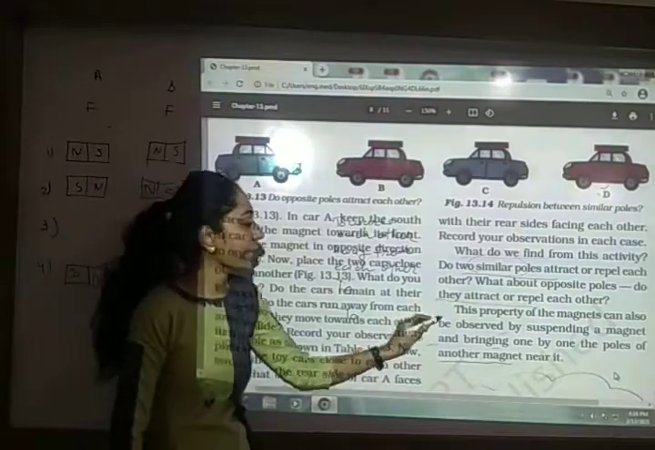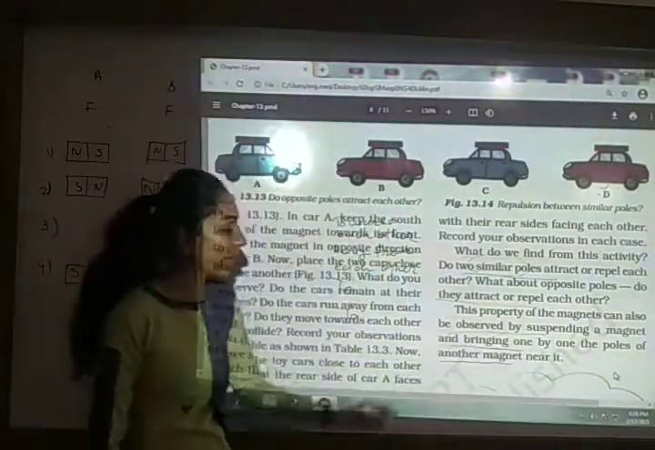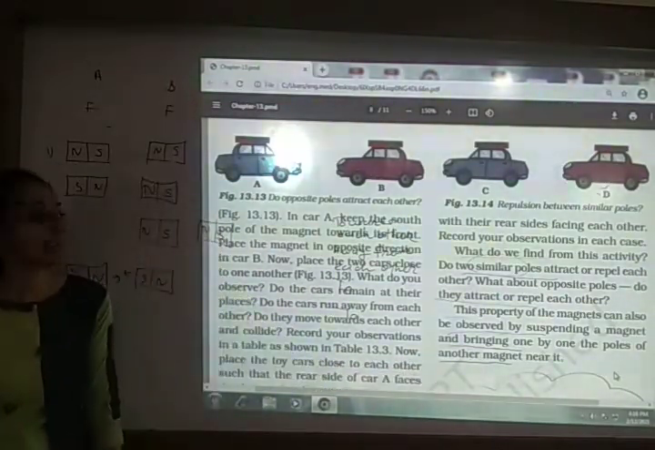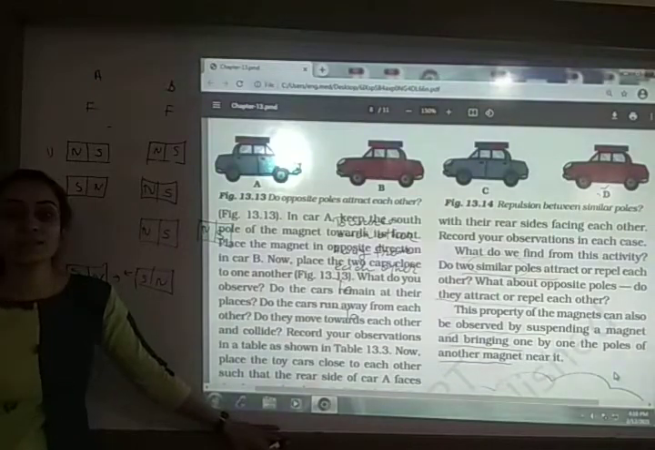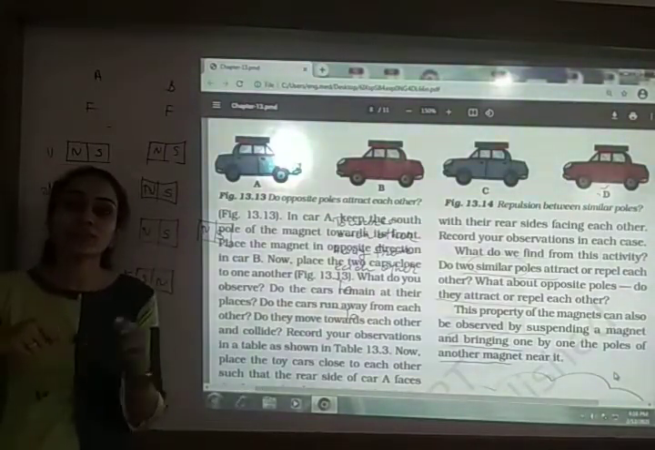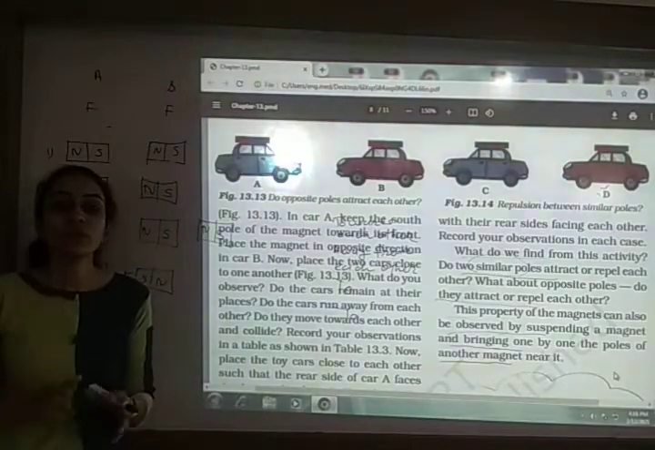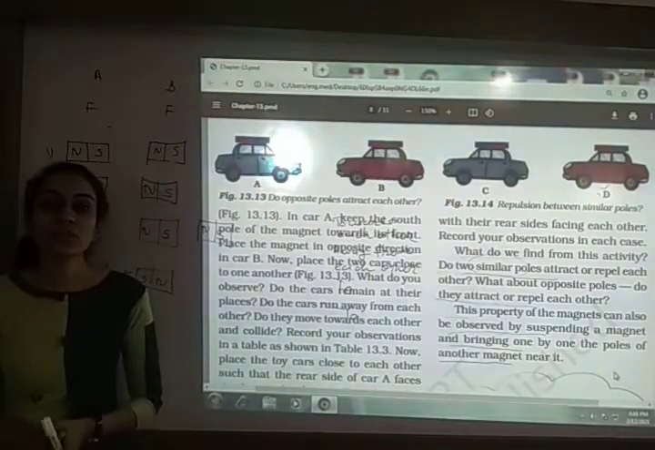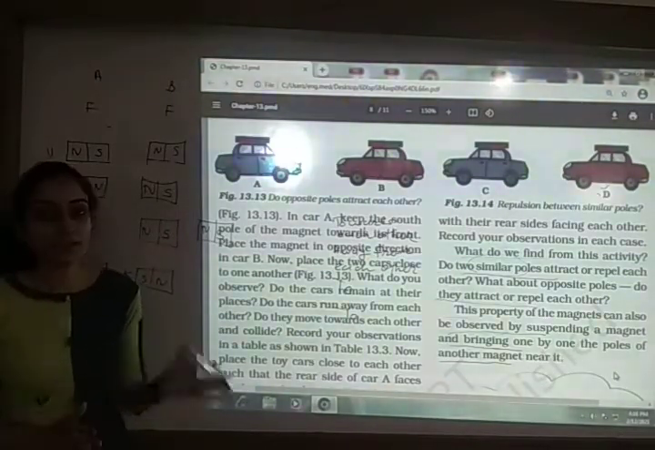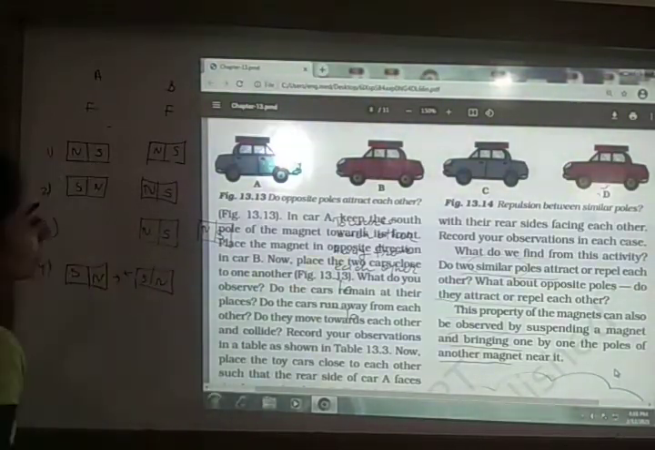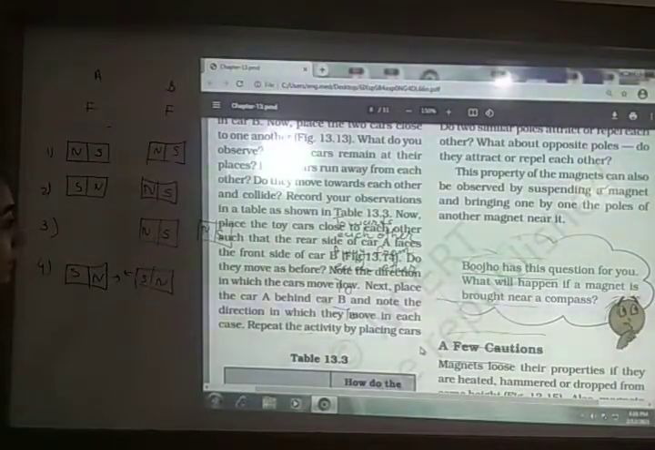This property of magnets can also be observed by suspending a magnet and bringing the poles of another magnet near it one by one. You can perform this activity for the suspended magnet also. For that you have to suspend the magnet with a thread and bring another magnet near the end of this magnet. If they move away from each other, then we can say that similar poles repel each other, and unlike poles, or opposite poles, attract each other. From this activity we can conclude this property of magnets.